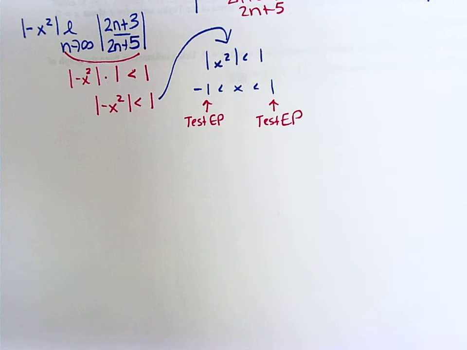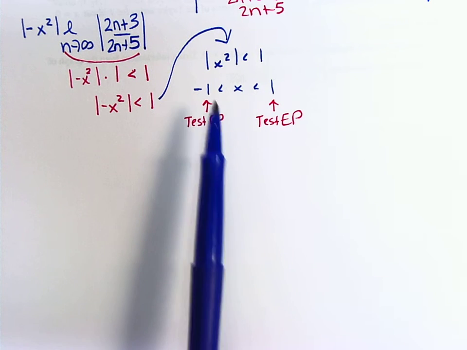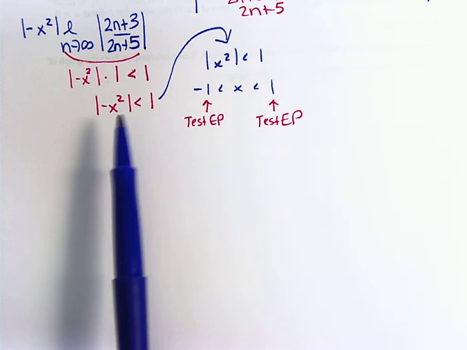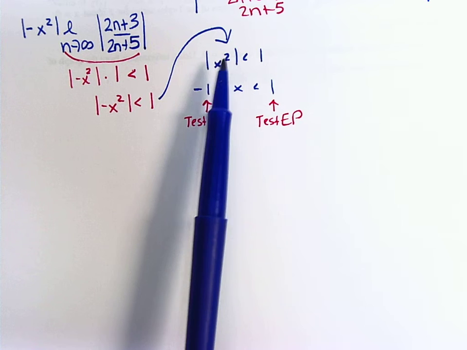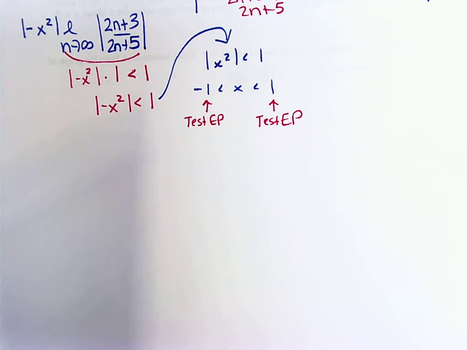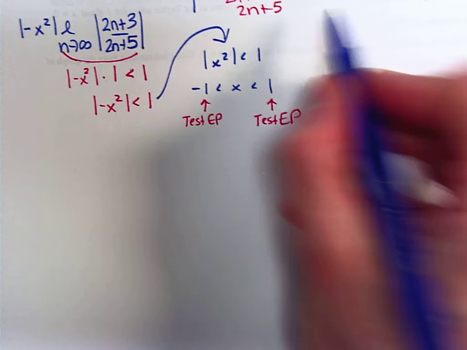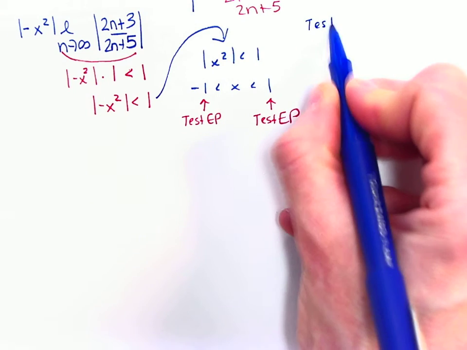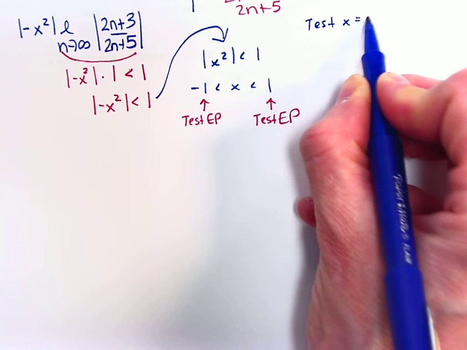So we approach it the other way, where I'm going to say to you, what would happen if I squared everything here? I'd get this. Okay? All right. So let's start testing some endpoints. So we're going to test x equals -1.